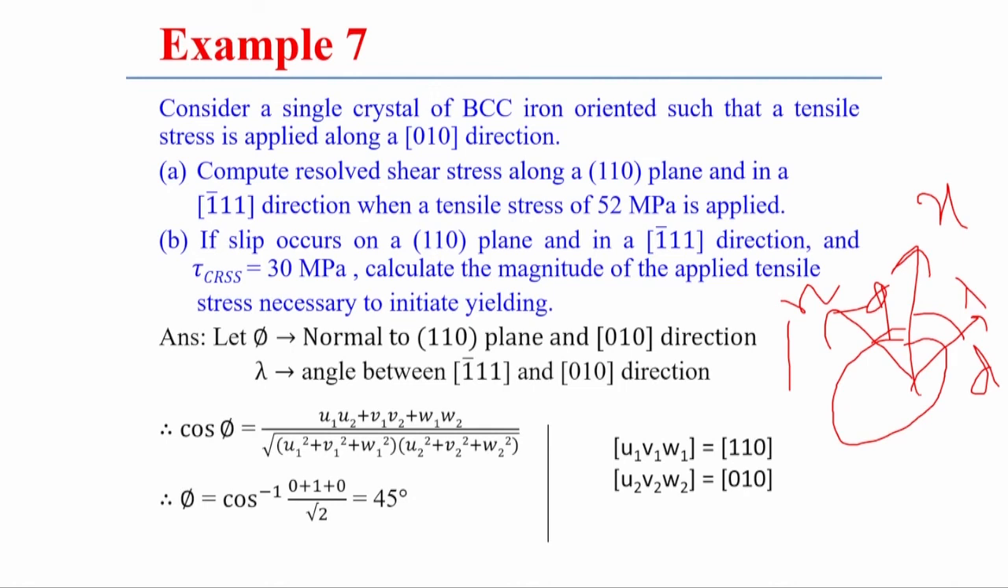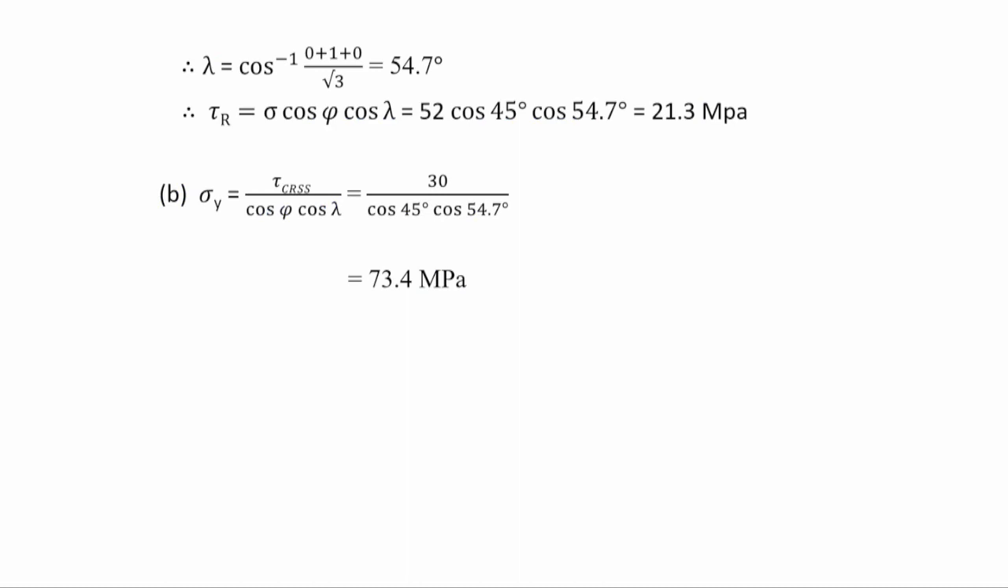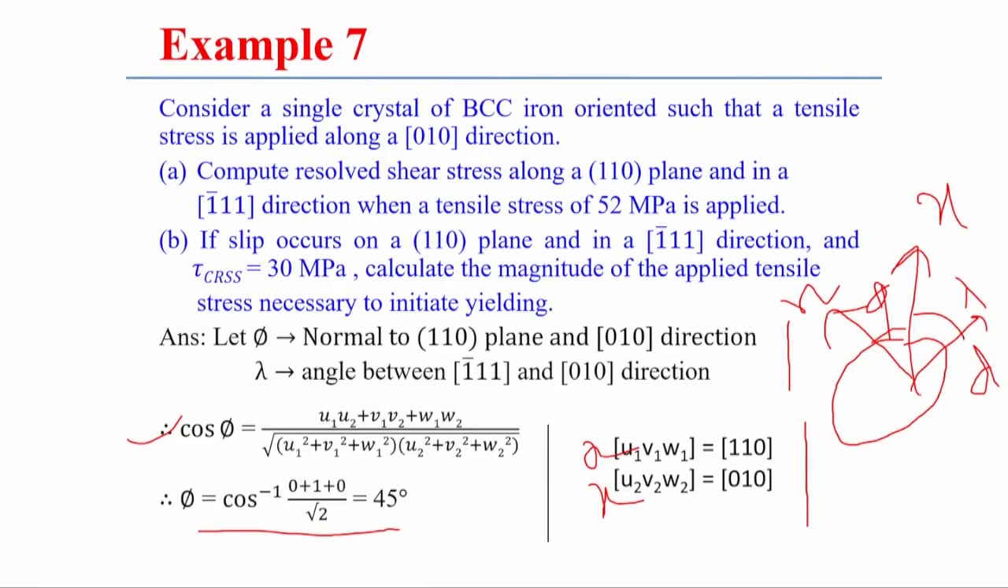Once we define phi and lambda, and we know the n, x and d directions, we can simply find cos phi using the formula. Then we find phi equal to 45 degrees, where u1 v1 w1 and u2 v2 w2 are defined as 1-1-0 and 0-1-0. Similarly we can find lambda also. Once we have lambda, we can find the resolved shear stress on that slip plane: tau_R equals sigma cos phi cos lambda, where sigma is the normal stress given, 52 megapascal. Finally, we find that 21.3 megapascal is the resolved shear stress along the direction d.